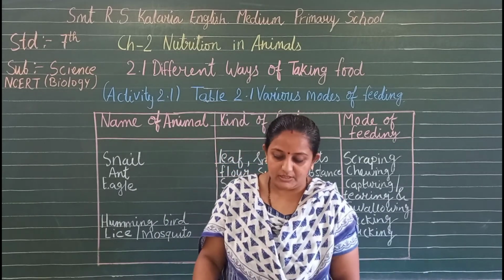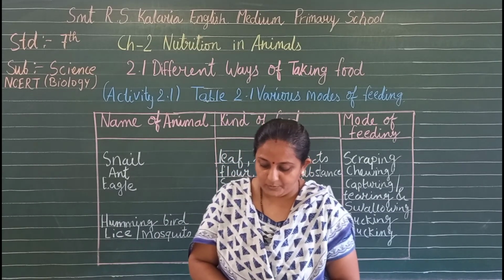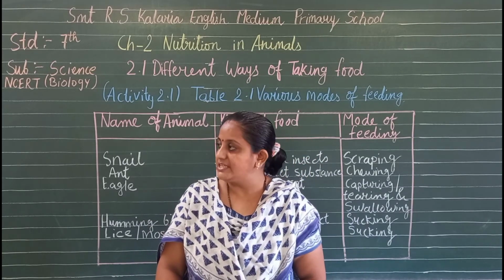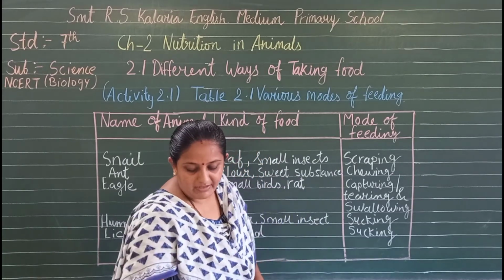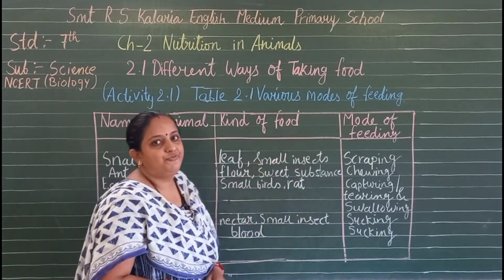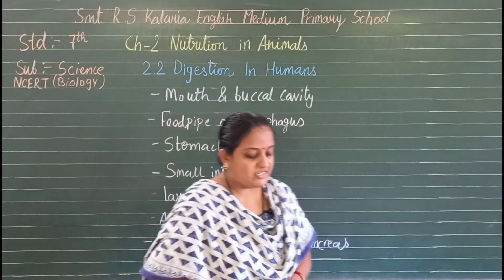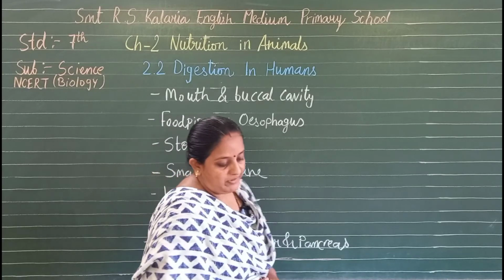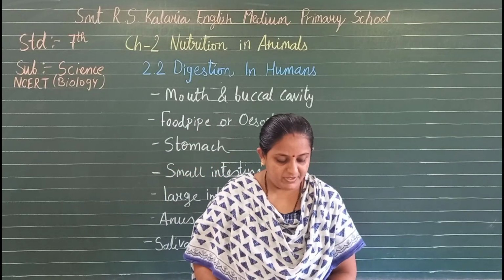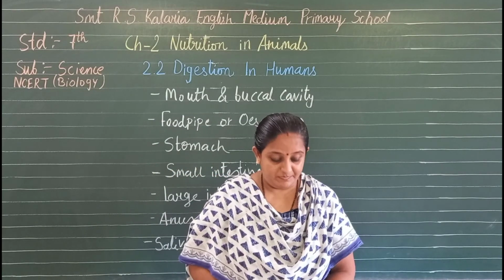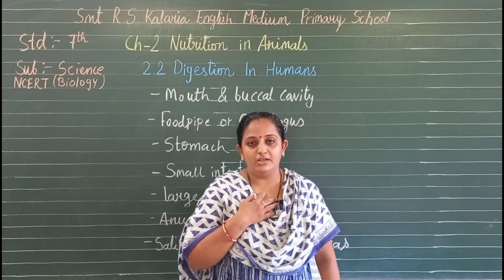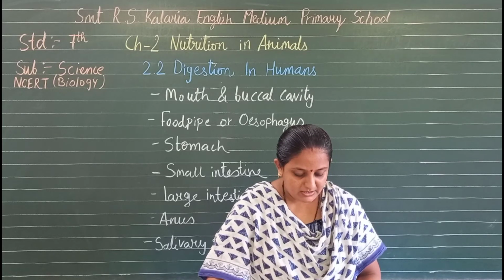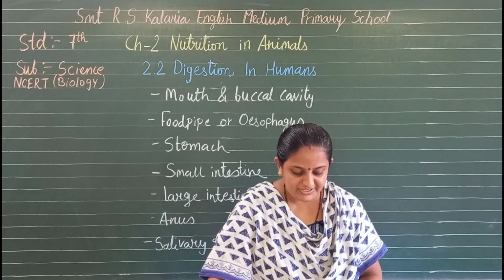So this is about table 2.1, and this activity shows that different animals take different types of food, and they vary in mode of feeding. Now let us understand 2.2, digestion in humans. We take in food through the mouth, digest and utilize it. So we can say the mode of taking food is through the mouth. The unused part of the food is egested.